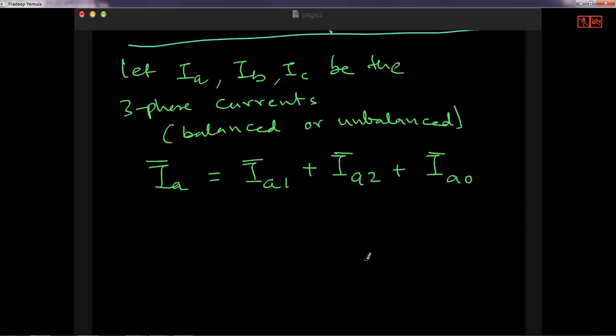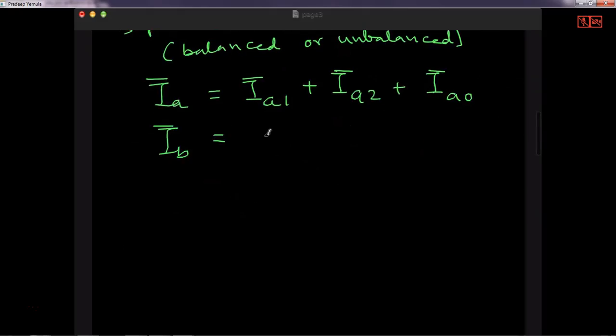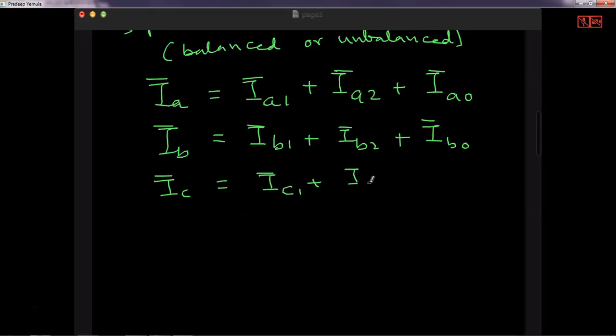Similarly, the IB current I want to express in the form of IB1 plus IB2 plus IB0. So the B phase current I want to express as positive sequence B phase current plus negative sequence B phase current plus zero sequence B phase current. Similarly, the C phase current I want to express as IC1 plus IC2 plus IC0. Like this I want to express. But now I can replace IB with IA. So what do I get?